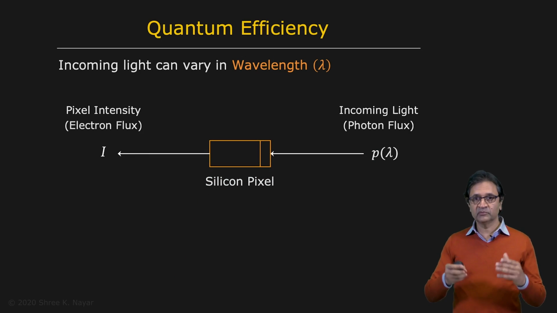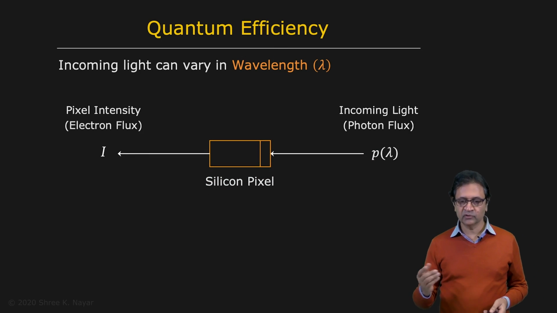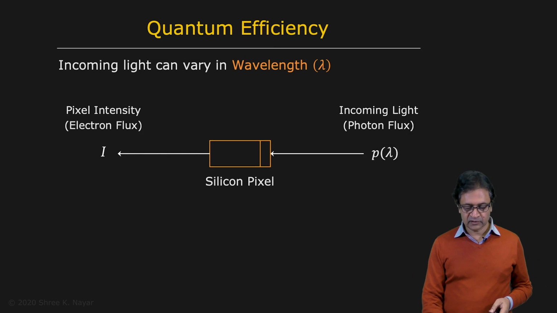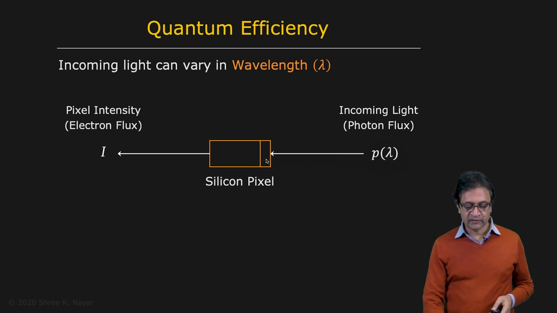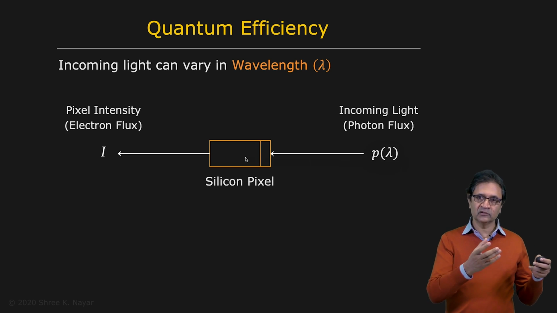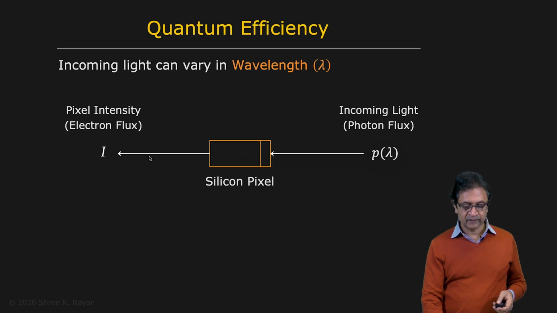Now let's take a look at what it means to measure color using an image sensor. We know that color has to do with the wavelength of light. So let's assume that the incoming flux from a particular point in the scene is P of lambda, which is a photon flux as a function of wavelength. That photon flux arrives at your silicon pixel, and the pixel converts it into electron flux I.